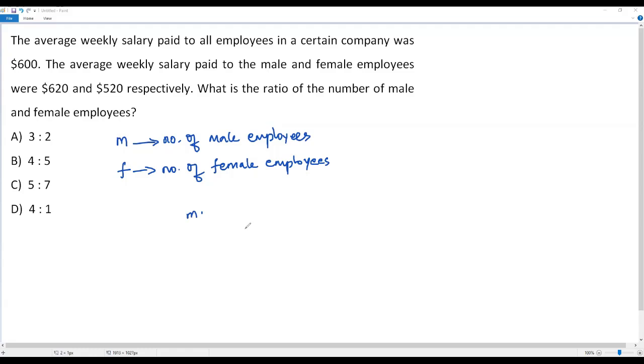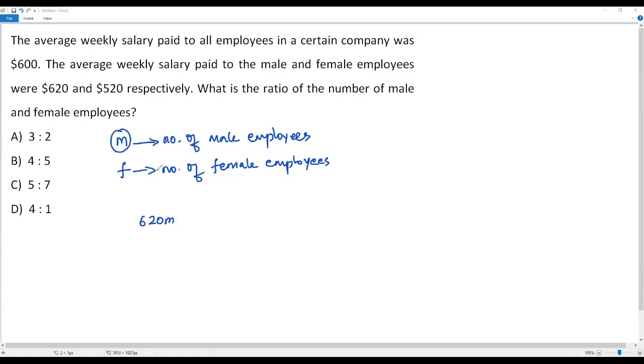Since M and F represent the number of male employees and female employees respectively, we have to find the ratio, that is M to F. Now let me consider this particular piece of information. This $620 is the average weekly salary paid to male employees. To get the total weekly salary paid to M male employees, I multiply the average weekly salary by M, and I get 620M.